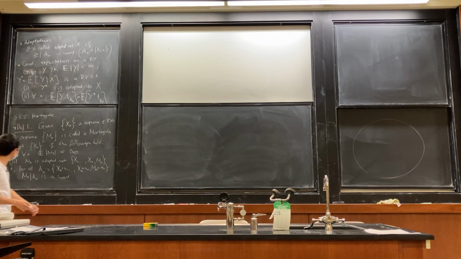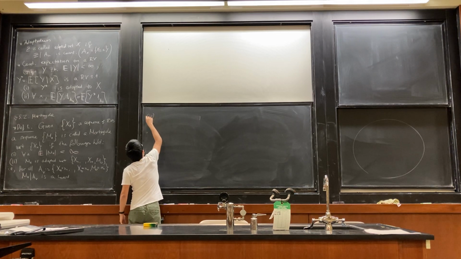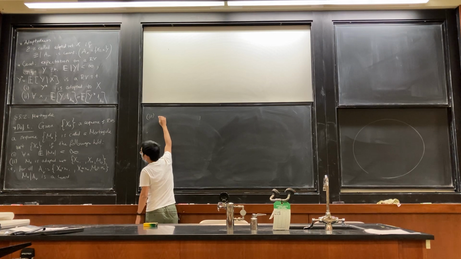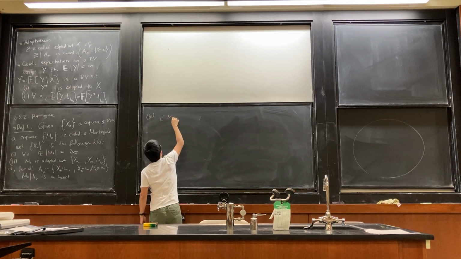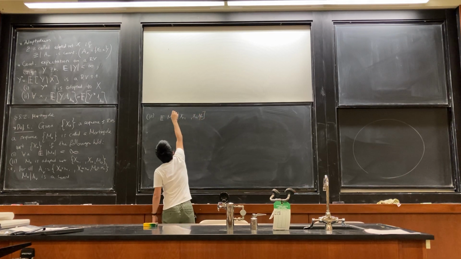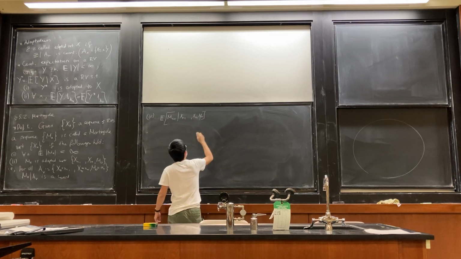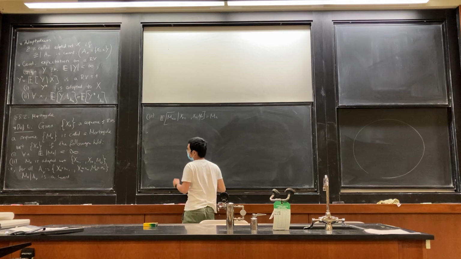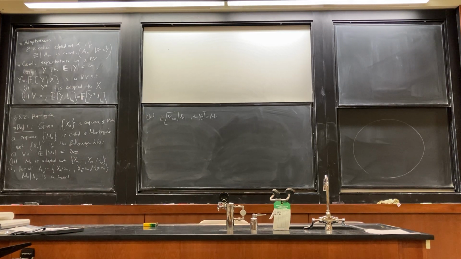Now the third condition is the following. For each n, I have the expected value of M_{n+1} conditioned on X_0 up to X_n is equal to M_n. So given the information of the past up to X_n, your best guess of M_{n+1} is simply M_n.